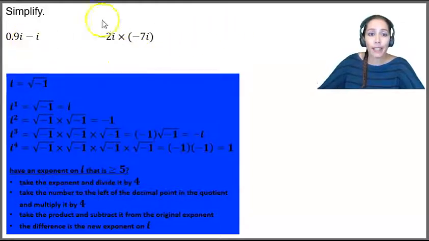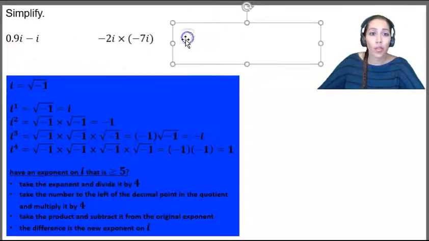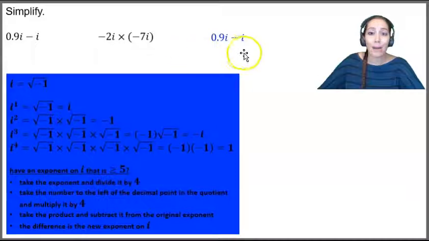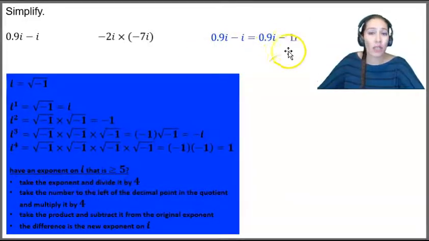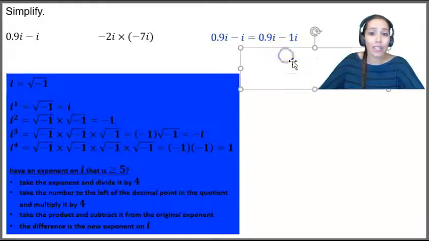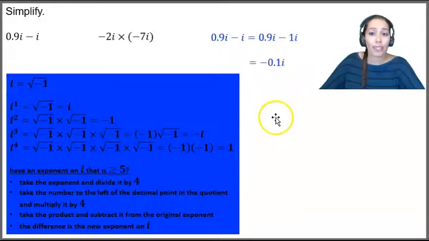So let's look at this first one. We have 0.9i minus i. Now, there's actually a 1 in front of that i, we just don't write the 1. So we really have 0.9i minus 1i. If these were a variable like x, just pretend it's an x: 0.9x minus x. So we subtract 0.9 minus 1, and we get negative 0.1. So our answer to this first one is negative 0.1i.